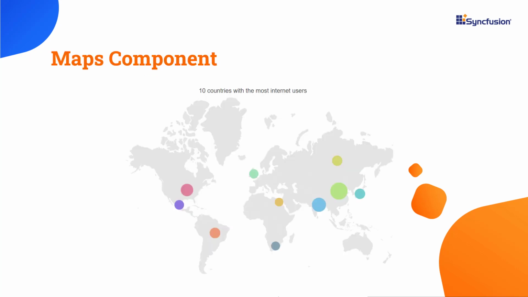Look at this example. Here, the world map displays bubbles that provide information about the 10 countries with the highest number of internet users. These bubbles are differentiated by their colors and sizes. I will show you how to achieve this at the code level.